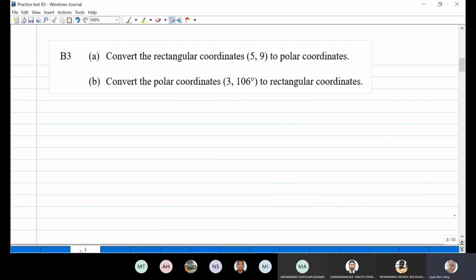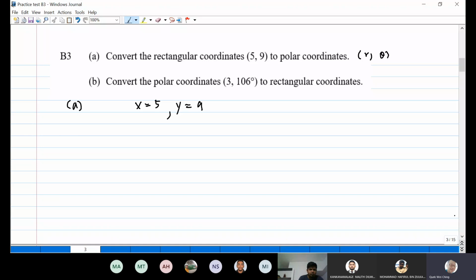Convert the rectangular coordinate (5, 9) to polar coordinate. So remember, rectangular coordinate means x and y. So basically, for part A here, you have x equal to 5, y equal to 9. And polar coordinate means r and theta. So how to convert them?